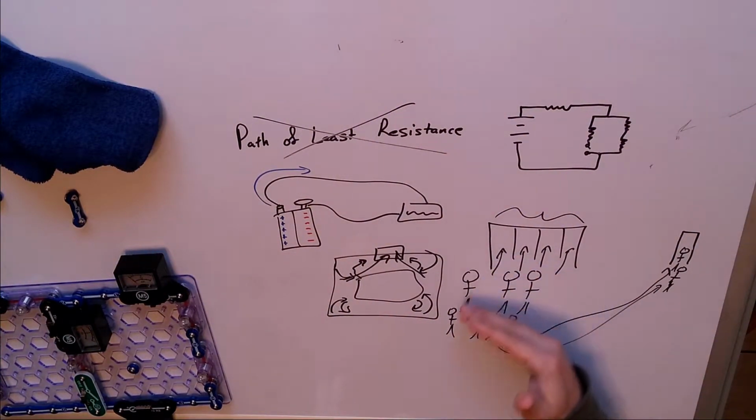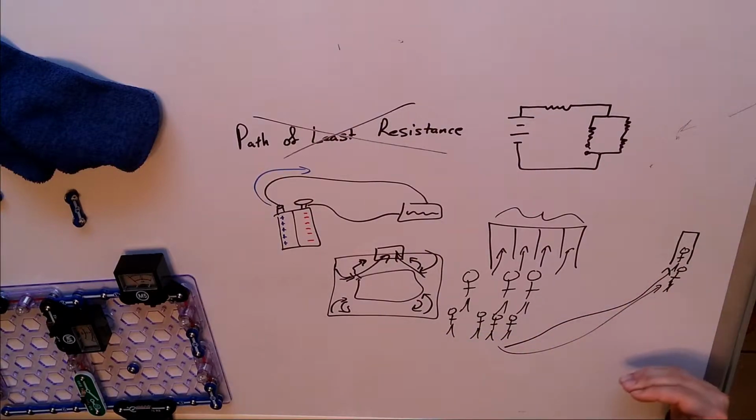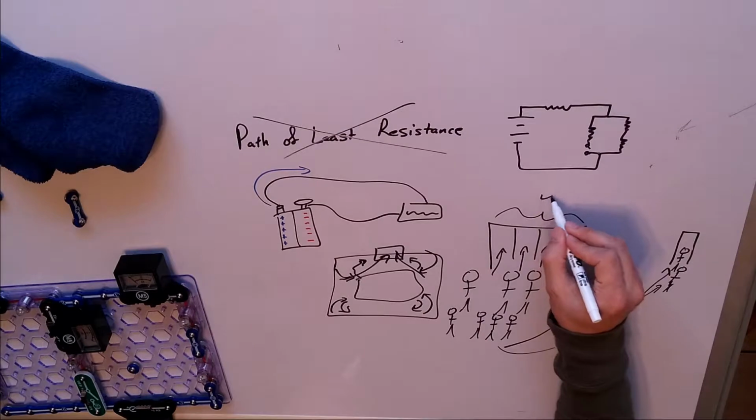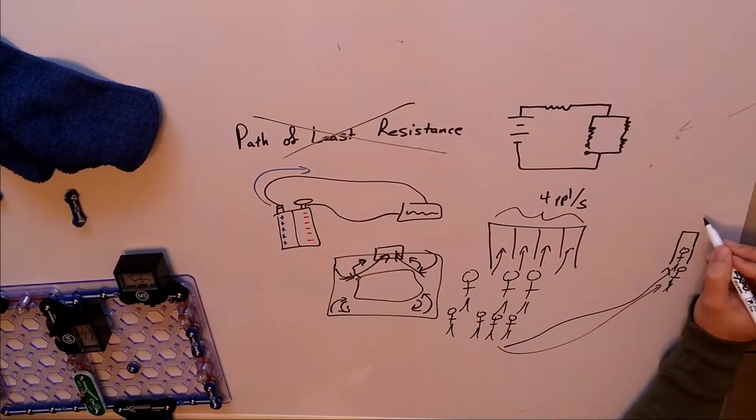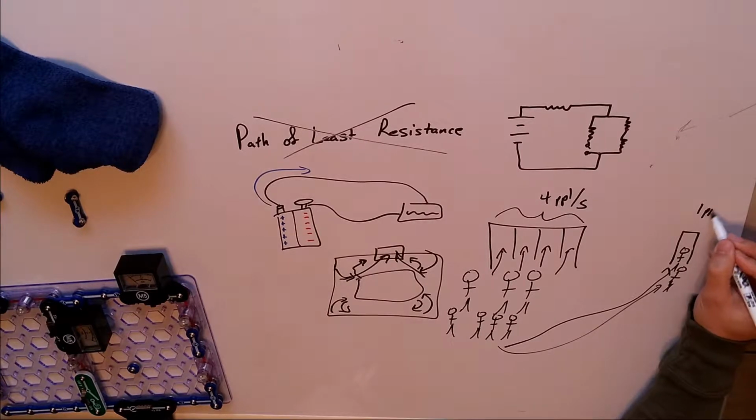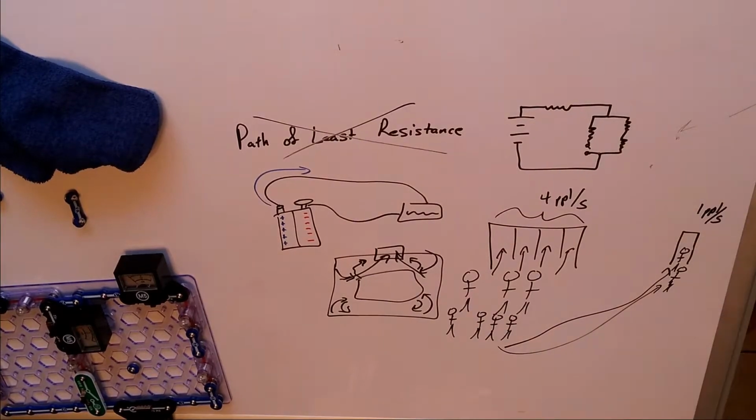You're going to end up with a line about some length here, a line about some length here. In short, you're going to end up with a lot of people, maybe 4 people per second getting through this door. And you're going to end up with 1 person per second through this door. This is what current is actually doing.